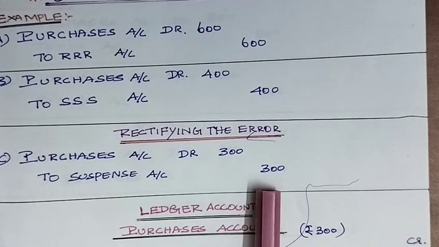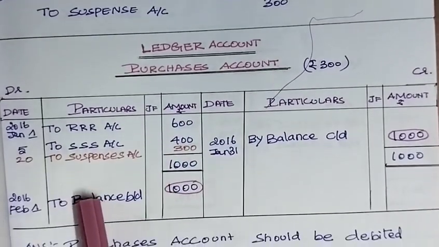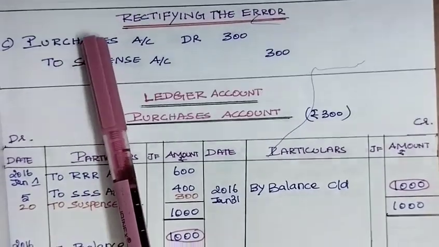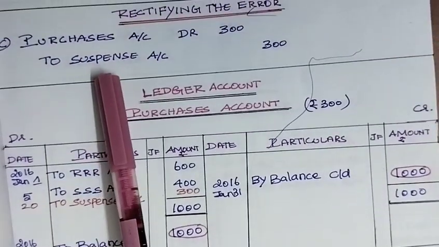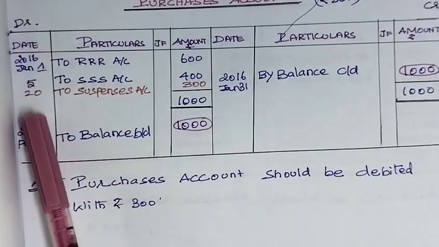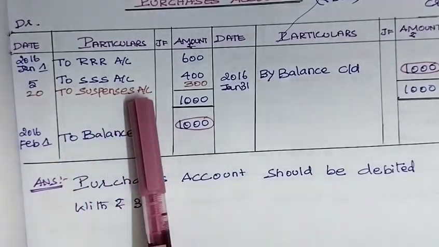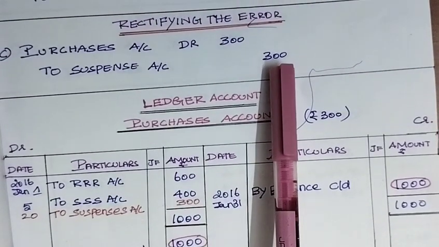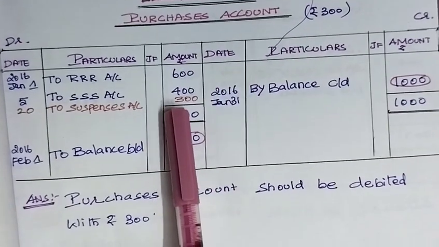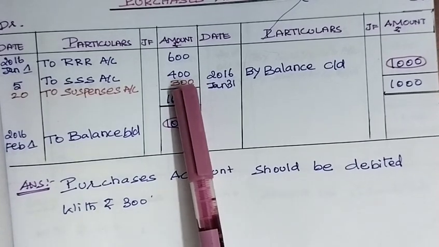Then we need to post this purchases account into the ledger account. Purchases account is on the debit side, so you go to the debit side. What is the opposite account from the purchases account? Suspense account. You have to write the opposite account name, that means suspense account. How much is the shortage here? Undercast here by 300 rupees. So we rectify that 300 rupees. We need to enter the 300 rupees here. So to suspense account 300 rupees we entered.